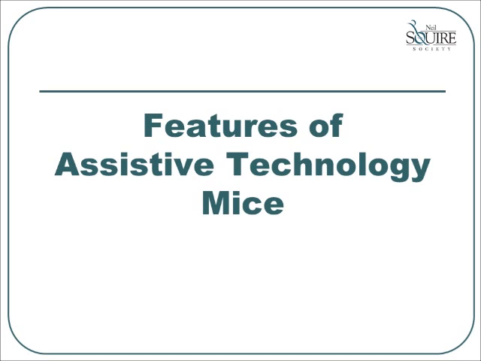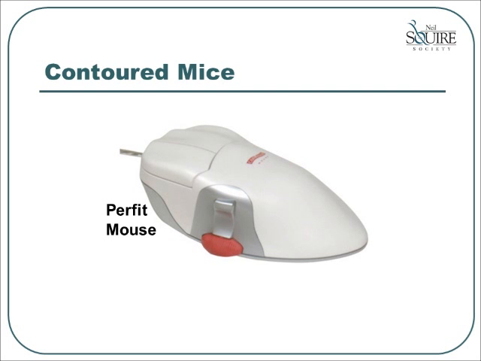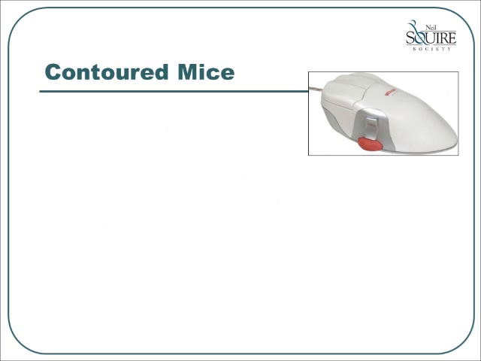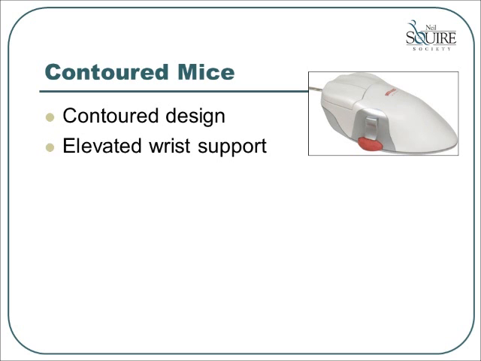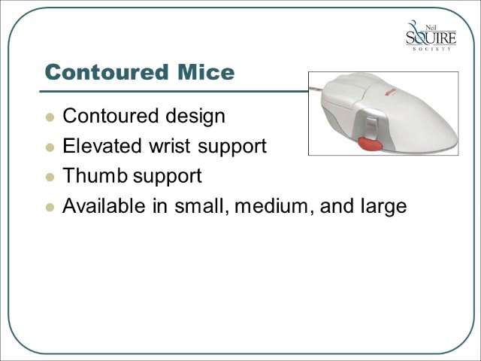Next, let's cover some of the main features of these assistive technology mice. First, let's start with contoured mice. There are a variety of contoured mice available on the market today. These mice are similar to standard mice, but are designed to fit the shape of your hand. Some provide an elevated wrist support and a thumb support. They are available in a variety of sizes. This particular model comes in small, medium, and large.